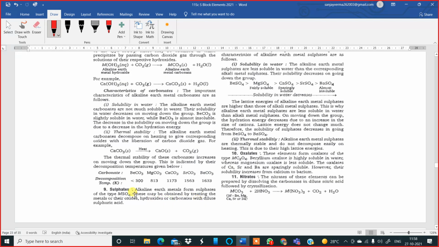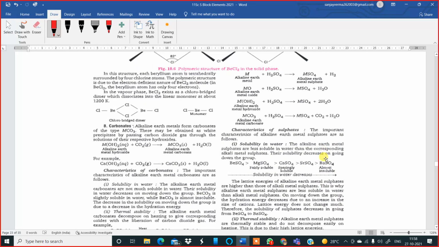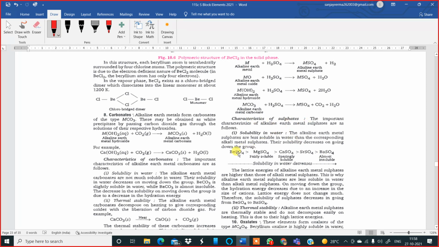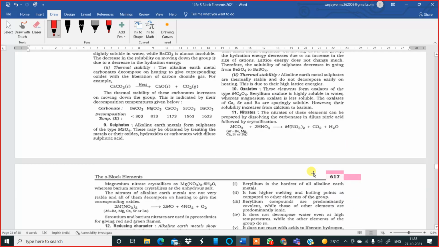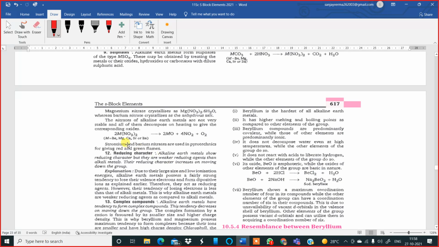Sulfates. Alkaline earth metals form sulfates of the type MSO4. With regard to sulfates, also remember the characteristics, this solubility in water only, nothing more than that. Oxalates, you can leave it out. Nitrates, you can go through the nitrates: the stability of magnesium nitrate, calcium nitrate, strontium and barium nitrate. Strontium and barium nitrates are used in pyrotechnics for giving red and green colored flames.